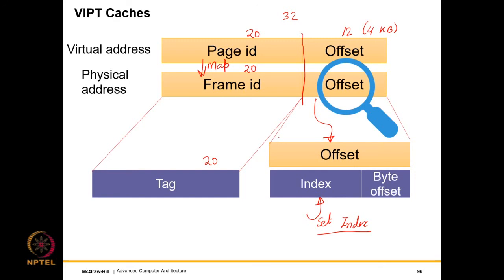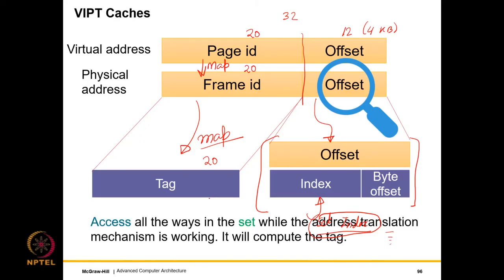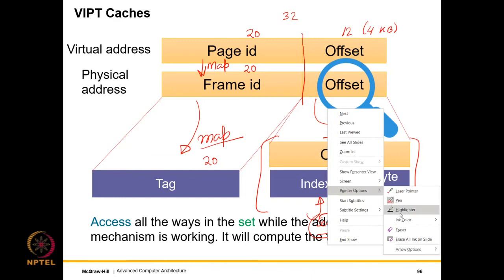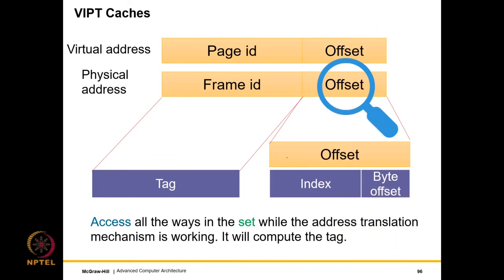We can use the offset to find the set, right? The tag of course will come from the mapping process. But we can use the offset to at least access the correct set within the cache and read out all the data blocks and tags within the set. Simultaneously, we can do the mapping. Let me explain this in some more detail, because this is a very, very important mechanism. What am I trying to say?